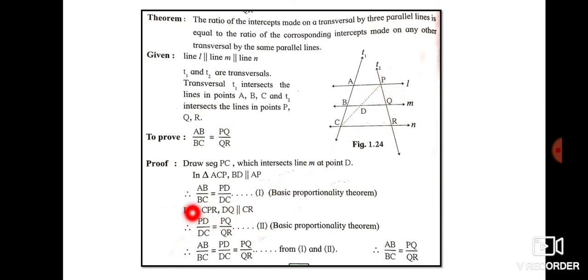So what do we have? Now if you look at equation 1 and equation 2, you have PD upon DC common in both. So we can say that AB upon BC is equal to PQ upon QR. So all these three lines are parallel to each other. That is, AB upon BC is equal to PD upon DC is equal to PQ upon QR. So you see BPT is used to solve many other theorems and many other sums. BPT is very important and its converse is very important.